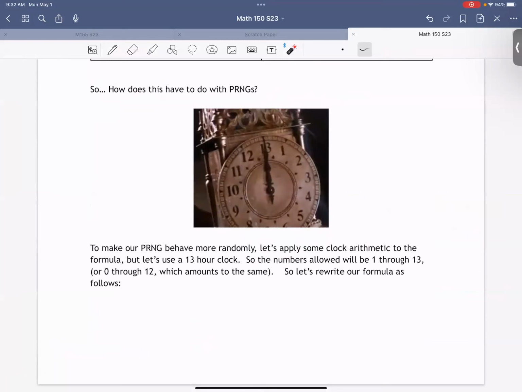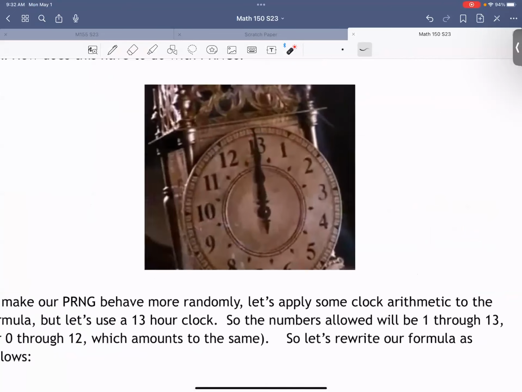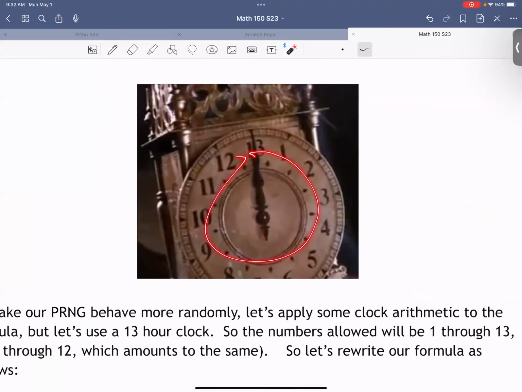Okay, this time, let's say I want a number between 0 and 12, which means we have to do a mod 13. Okay, here I have a clock that has 13 rings instead of 12.